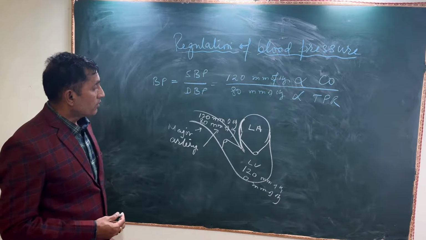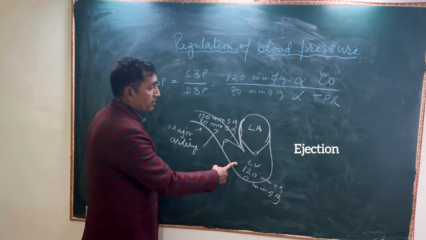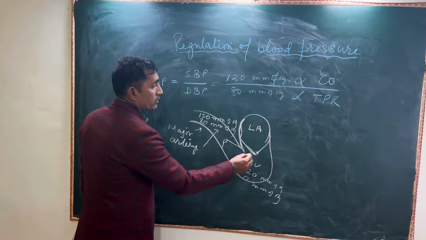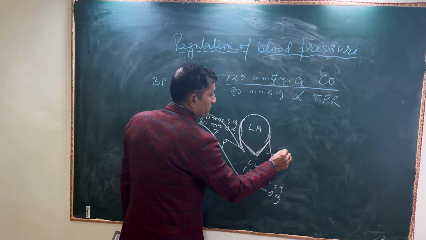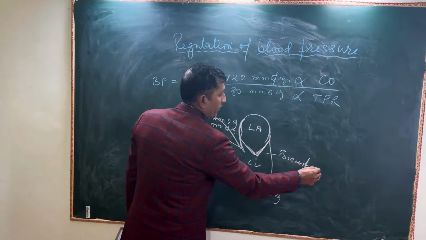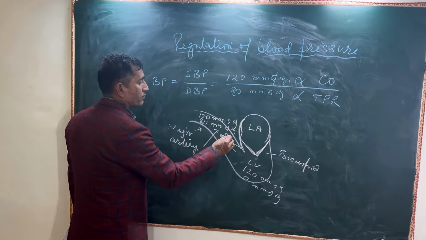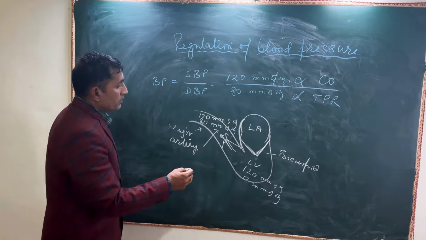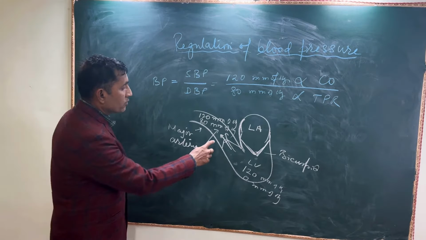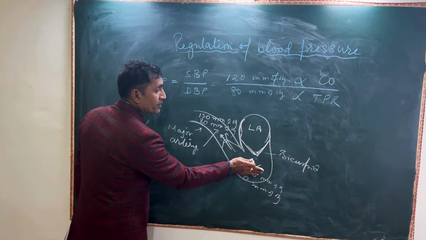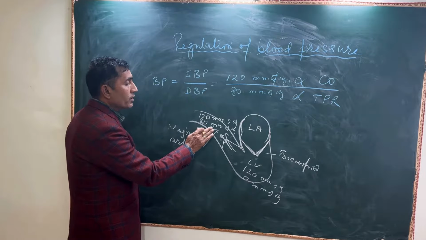Now what I am going to say is, at the time of ejection, this valve gets closed. Which valve is it? It is the bicuspid valve. This valve gets closed and this valve will be opened. So there is a communication made between the left ventricle and the aorta. Once the communication is made, whatever pressure is present in the left ventricle is equally transmitted to the aorta.